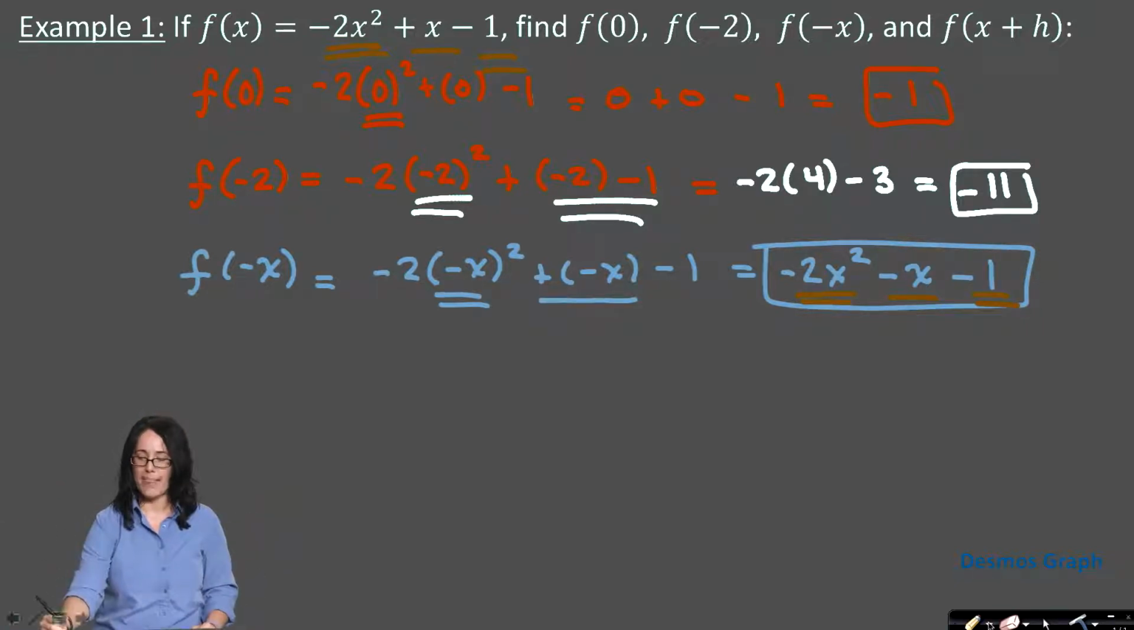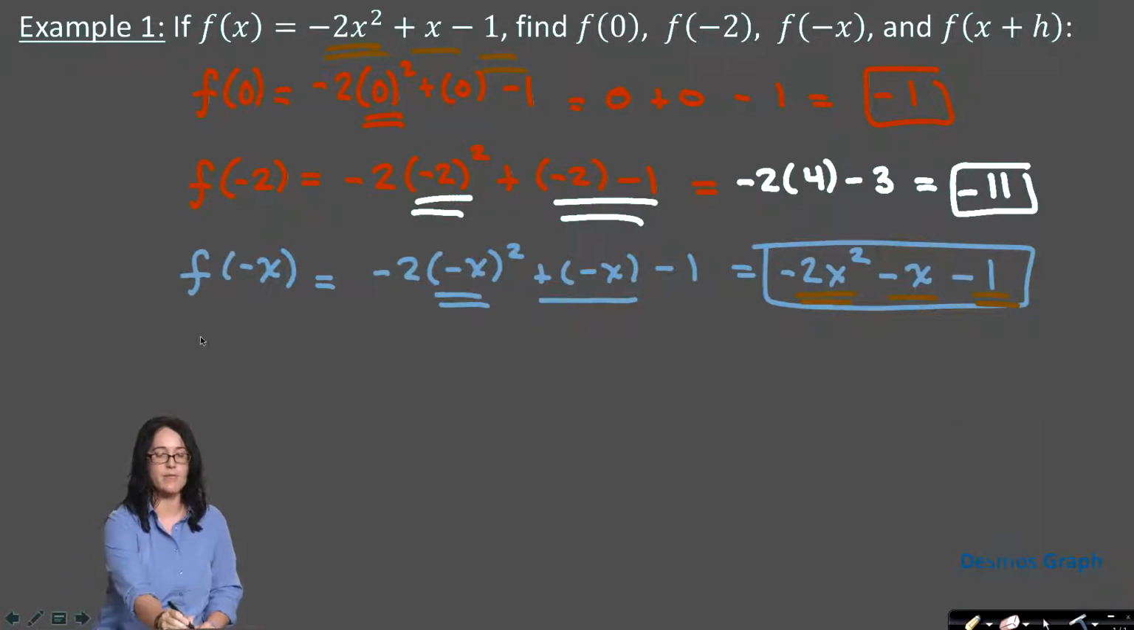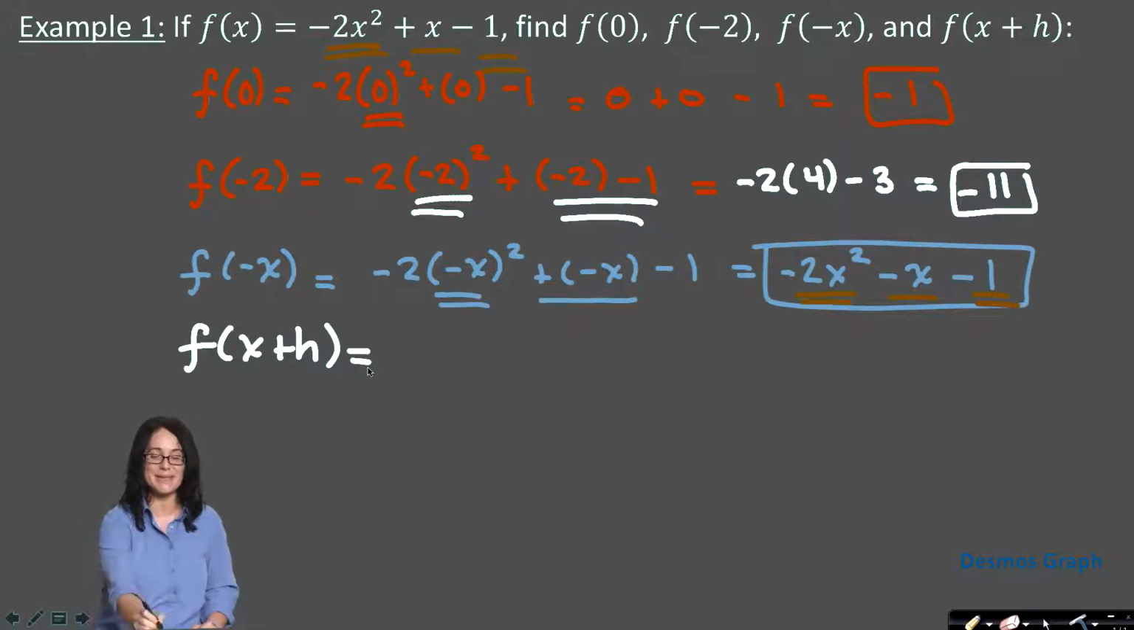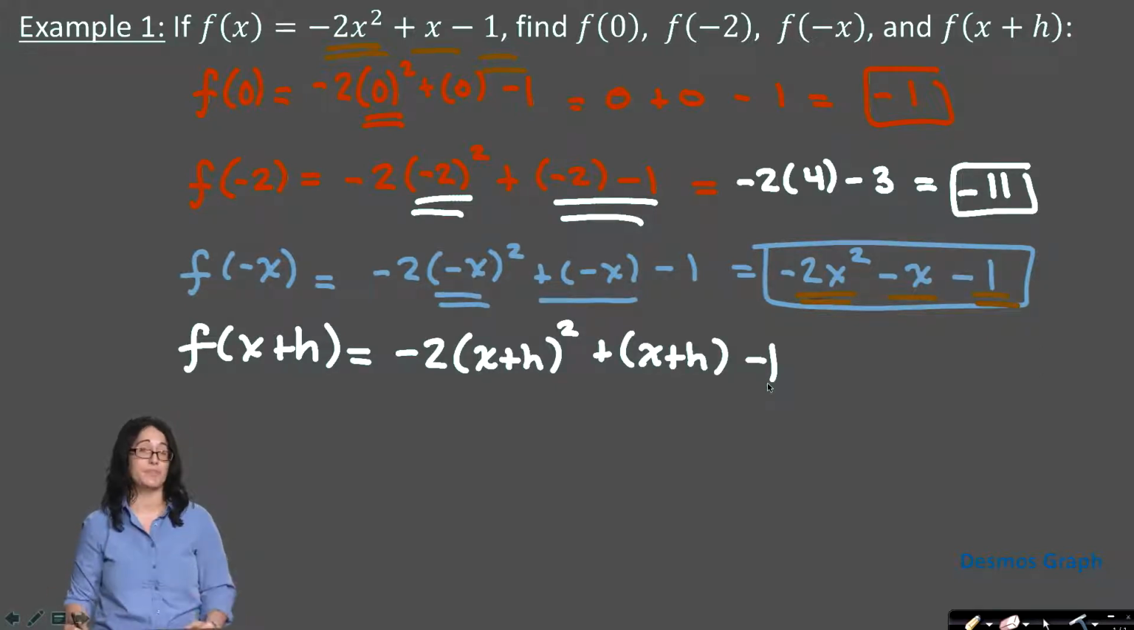Okay, last one. This will set us up for that difference quotient later today in the video. F of x plus h. This is probably the one that caused you the most headaches. Okay, let's see how you did. You would have taken negative 2 times parentheses x plus h, all to the second power, plus parentheses x plus h minus 1. Then what did you do?